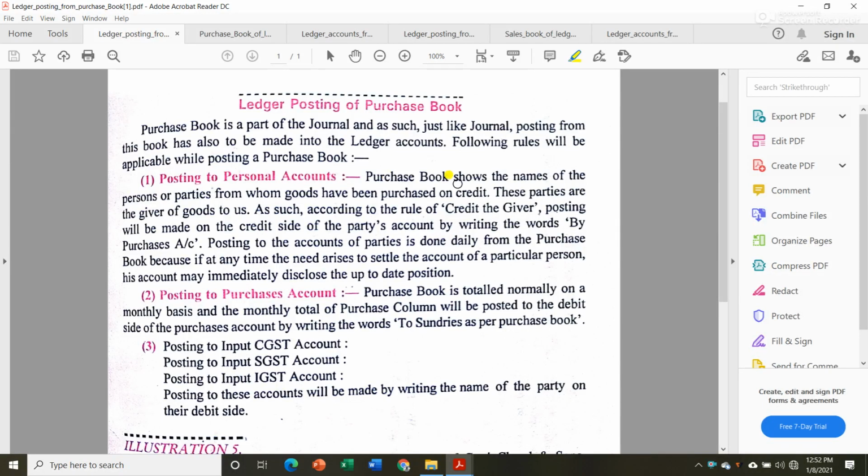Hello students, in this session we will be covering 4 different topics. Those 4 different topics are how to post ledger accounts from purchase book, sales book, purchase return book and then sales return book.